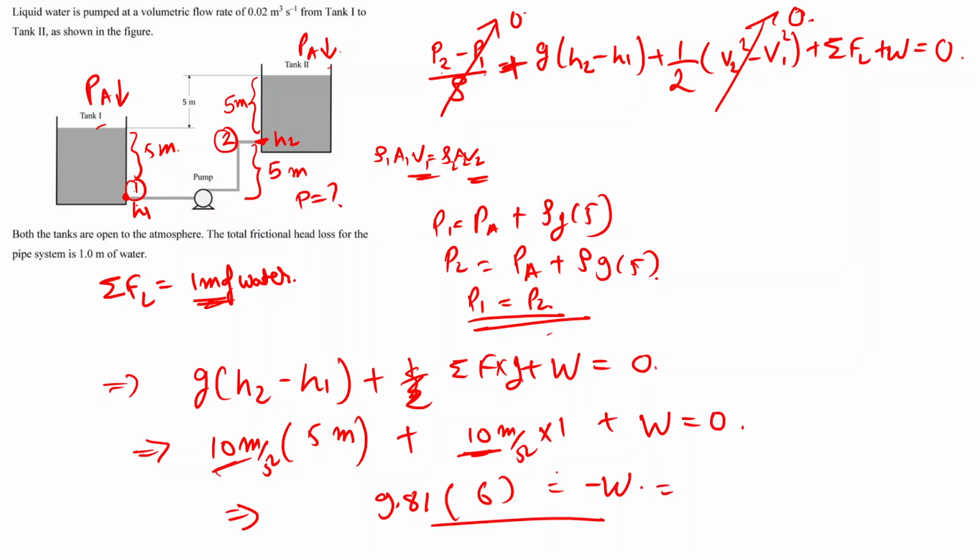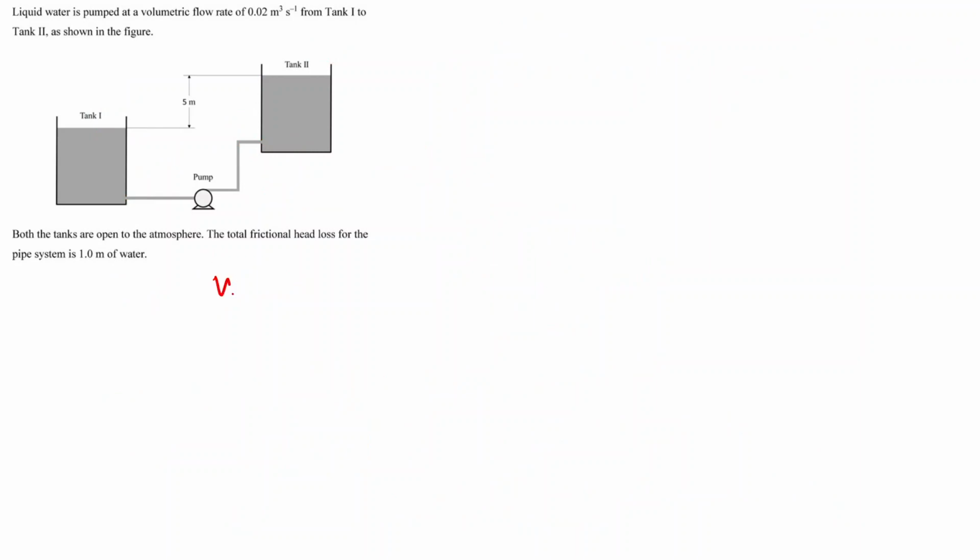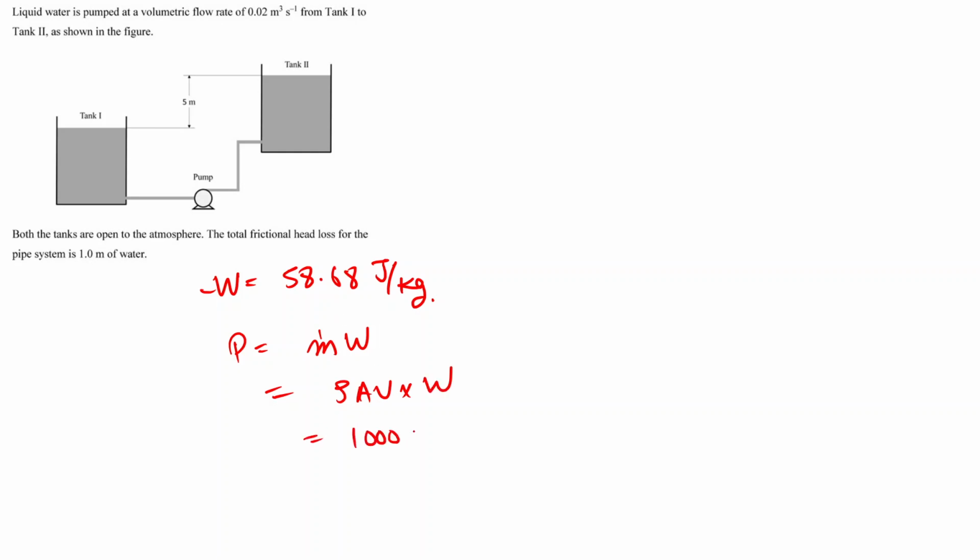So 9.81 into 6 will be around 58.68, and this will be in joule per kg. So the work done by the pump will be 58.68 joule per kg, and we have been asked to find the power delivered. That is, power we can write as mass flow rate times work. The mass flow rate we can calculate from rho A V into work done. The density of the water is given as 1000 kg per meter cube.